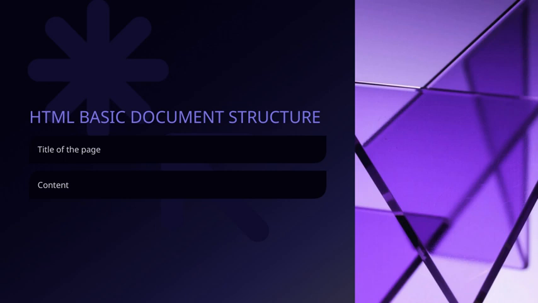Below that, there's the main content of your web page. This content can include text, images, links, and other elements that make your site engaging and informative. When building your HTML document, it's important to organize this content properly within the structure. Understanding this basic layout is fundamental because it forms the foundation for creating well-structured, accessible, and easy-to-maintain websites. Remember, the title helps with SEO and user experience, while the content is what visitors come to see. So, mastering this structure is a key step in your web development journey.